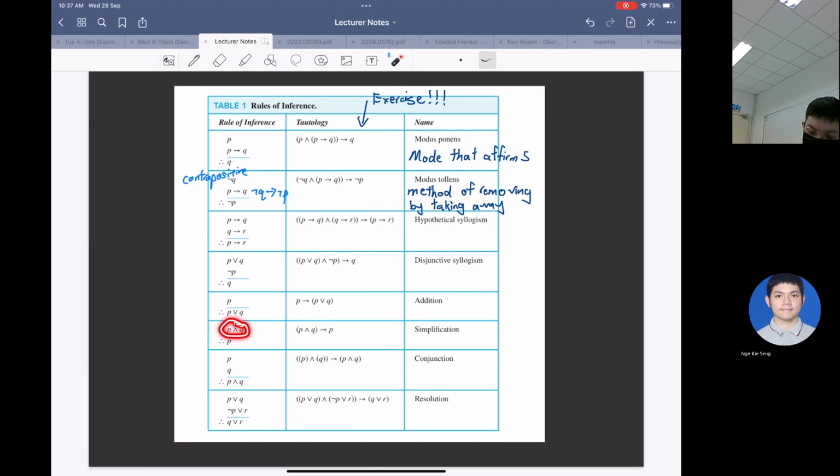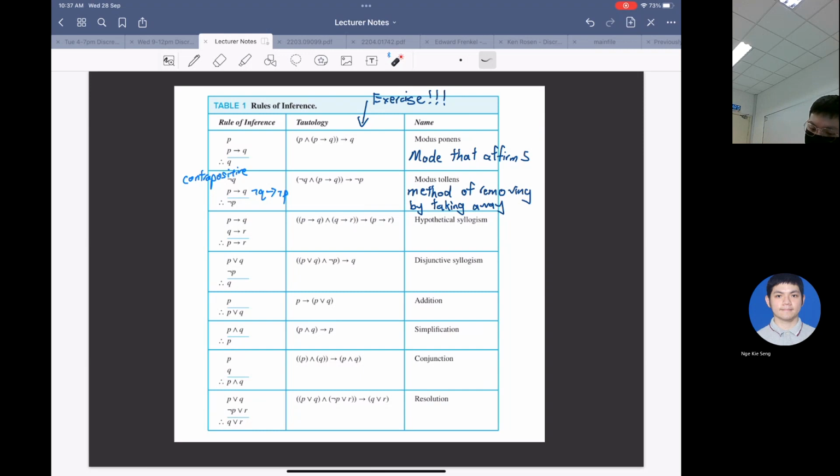disjunction with any other proposition. If you have a conjunction, you can deduce P, or you also can deduce Q. Okay, the same. We call it a simplification. And then if you have P and Q together, you will have P conjunction with Q. This one maybe not so important for now, but you can study.